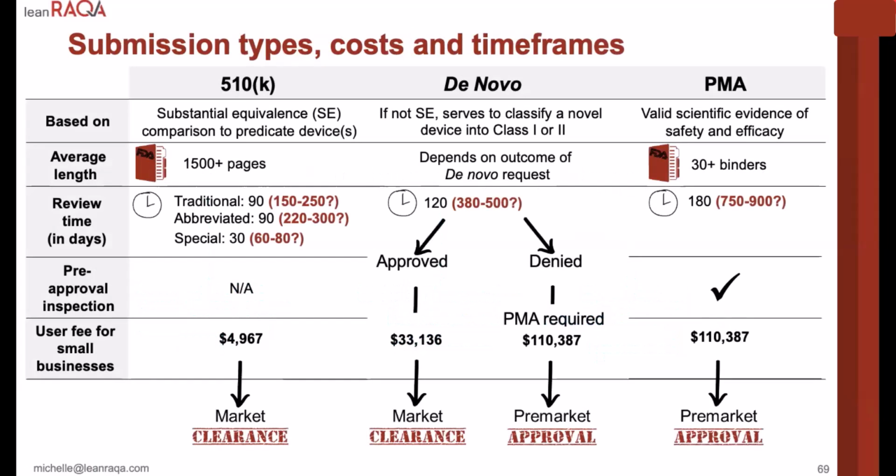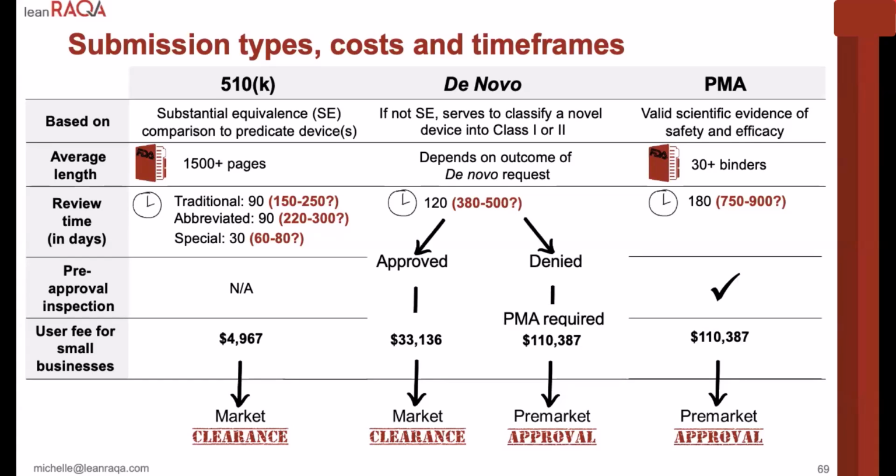For the de novo, it's not substantial equivalence. It is novel, but it's a moderate risk. The de novo is going to be on the order of, I would probably say, usually 3,000 to 5,000 pages, maybe more. The clock for the de novo is supposed to be 120 days, but these are right around 400 days for review. And their fee this year is $33,000.